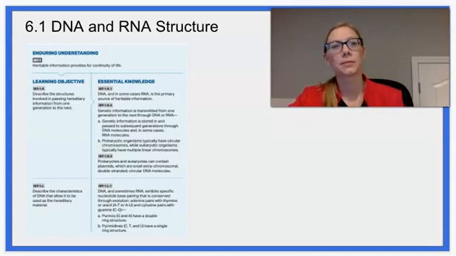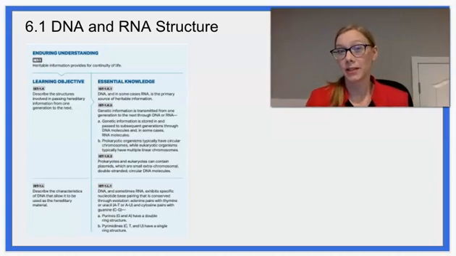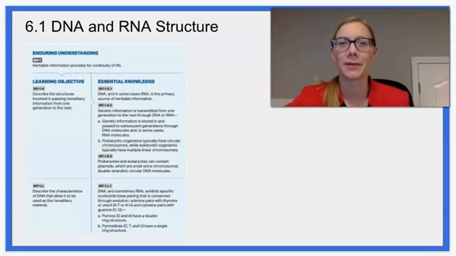Today we're going to talk about 6.1, which is DNA and RNA structure. Really, most of this should be a review from our earlier units. Hopefully things sound familiar, but we're going to start to use and apply a lot of it, so it's really important that you have a good understanding of it. Here we go.